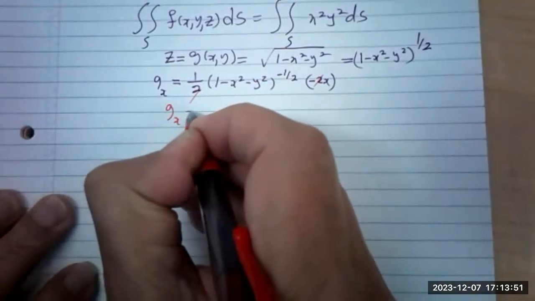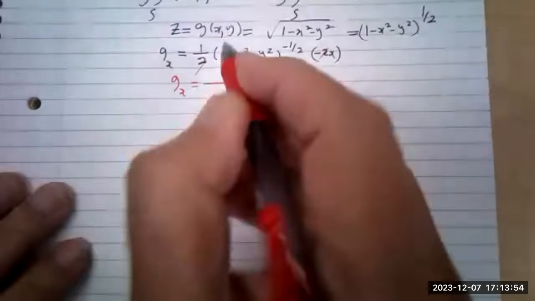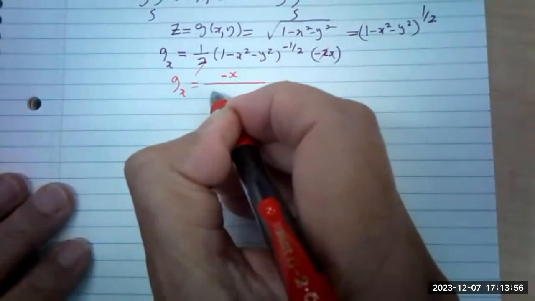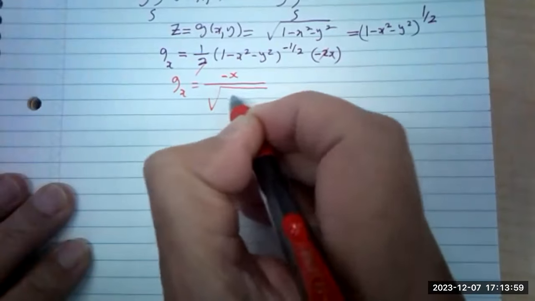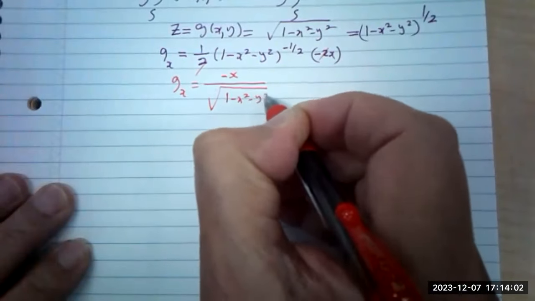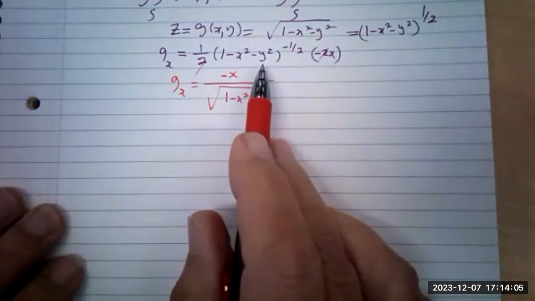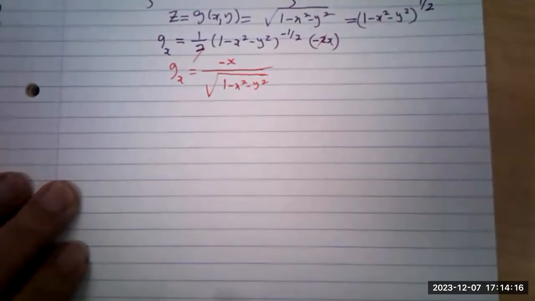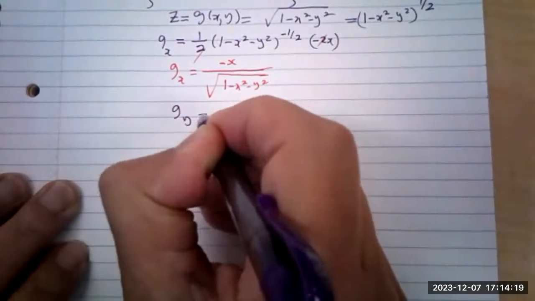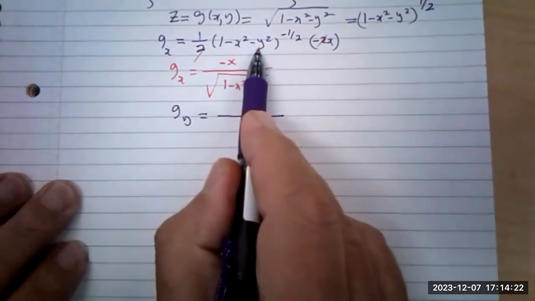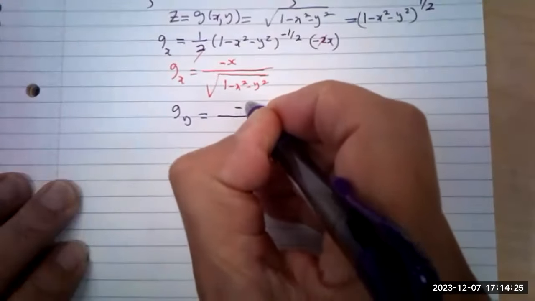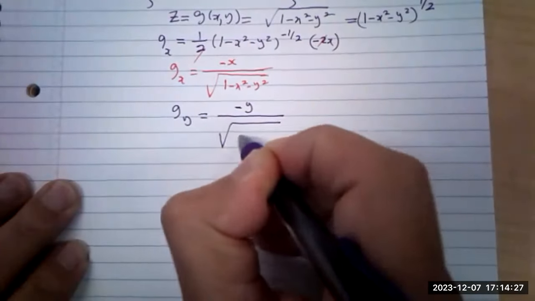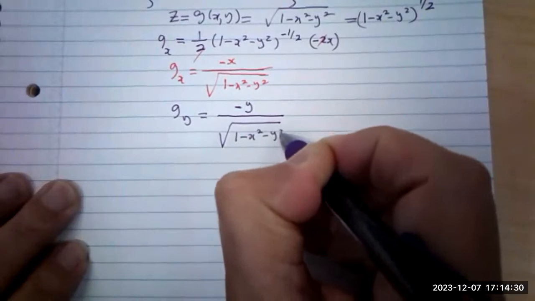So g sub x would be negative x divided by the square root of 1 minus x squared minus y squared. This is the negative half, we bring it down and write it on the table. Similarly, g sub y, the derivative with respect to y, would just be negative y. Everything else is the same, so negative y over the square root of 1 minus x squared minus y squared.